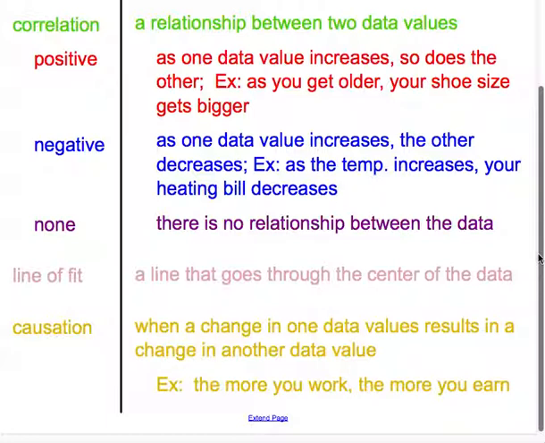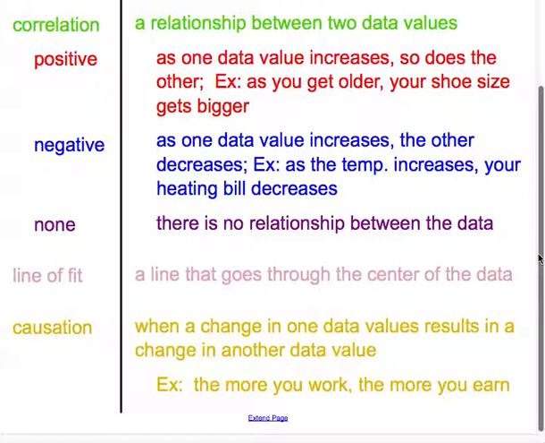A line of fit, and your book calls it a trend line, so you'll need to know that vocab too. A line of fit or trend line is a line that goes through the center of the data. So when you're looking at a scatter plot and you're looking at a bunch of ordered pairs, you try and make a line that goes through the center of the data, not hits the most data points. Sometimes it's the same line, but sometimes it's not.